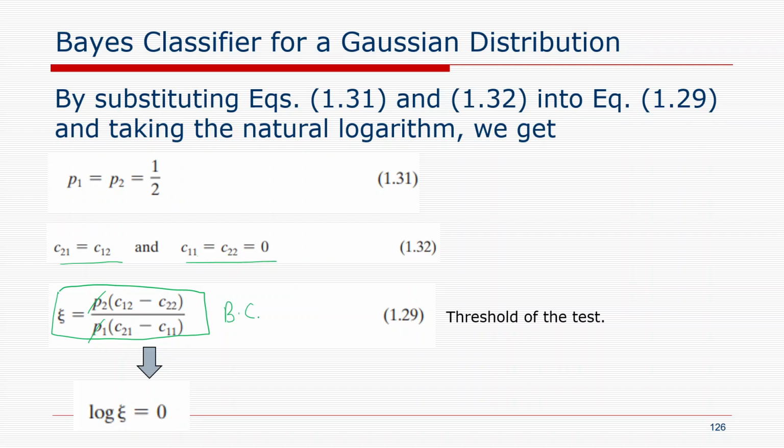under the Bayes classifier. Now, when we consider P1 and P2 are equal and equal to 1 by 2, this term will get cancelled out. C22 and C11 are 0, therefore it gets cancelled out. And C12 and C21 are 1 and the same, therefore it gets cancelled out. And when we take the log of xi term, it is going to become log of xi equal to 0. That is, this is the threshold test what we have taken under the Bayes classifier.